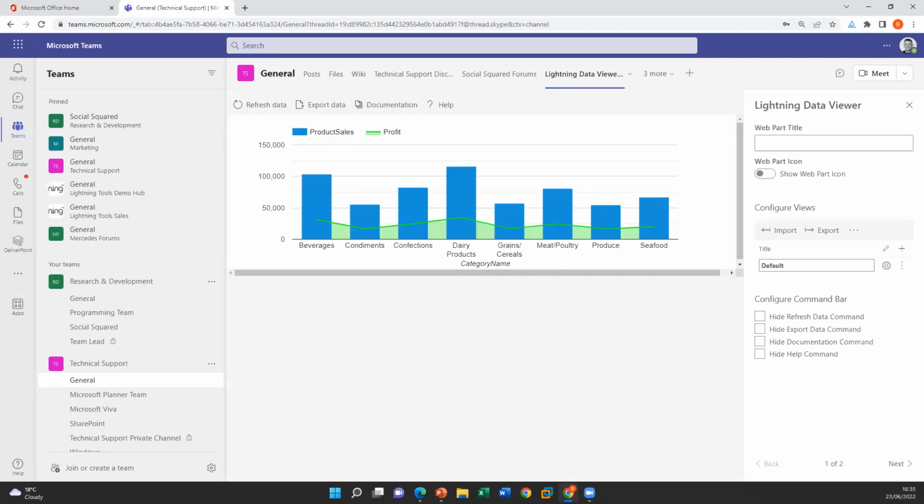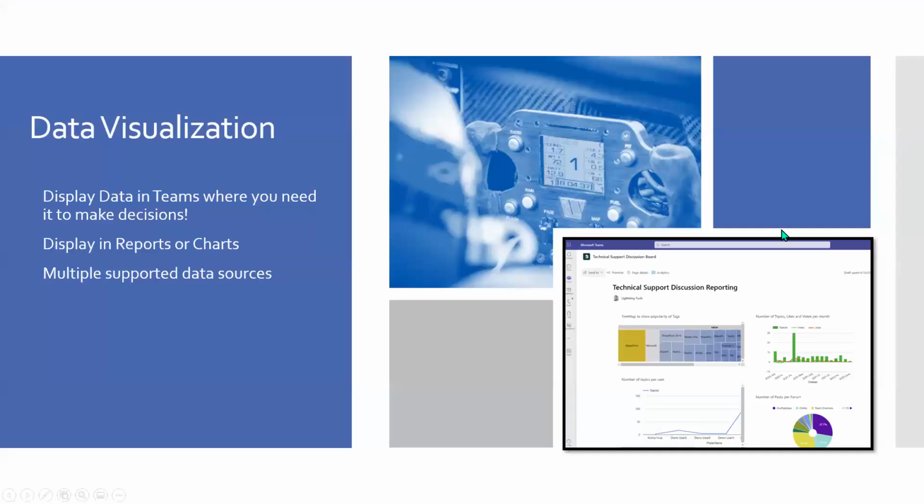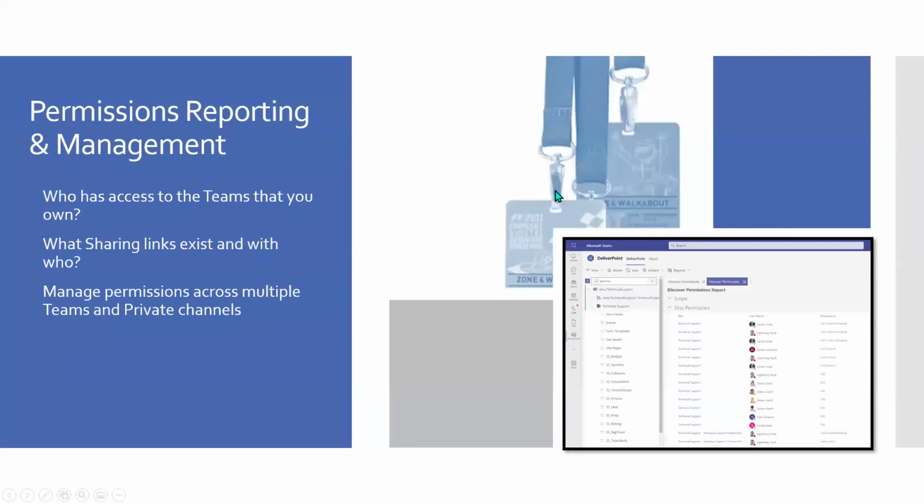Okay, so that was the data viewer. And that certainly helps bring some data from the backend systems into SharePoint, or Teams rather. So we also have the permission reporting, and this is something that has been a product of Lightning Tools since 2007, which allows you to contextually report and manage permissions as somebody that has full control to the content. So if you were a site owner or a site collection administrator in SharePoint, you can report and manage permissions, but you can also do the same thing inside of Teams as a team owner as well.